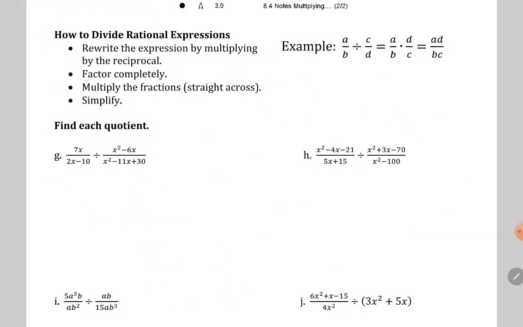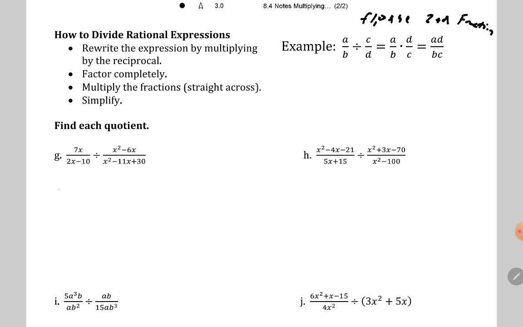How do we divide rational expressions? So remember, when we're dividing a fraction, we keep the first fraction the same, and then flip the second fraction, also known as the reciprocal, and then multiply straight across. So division is basically multiplication, you just flip the second fraction.